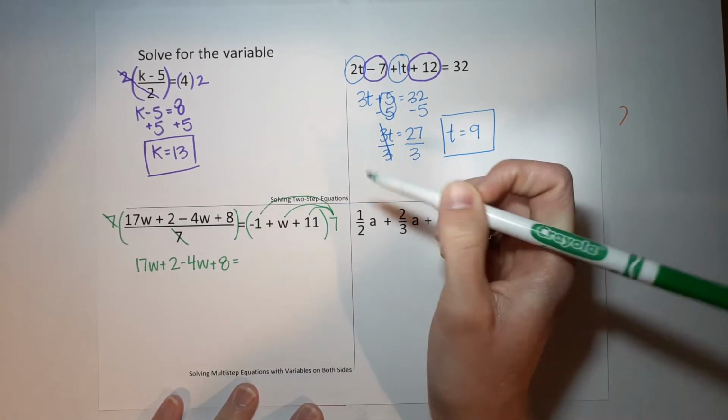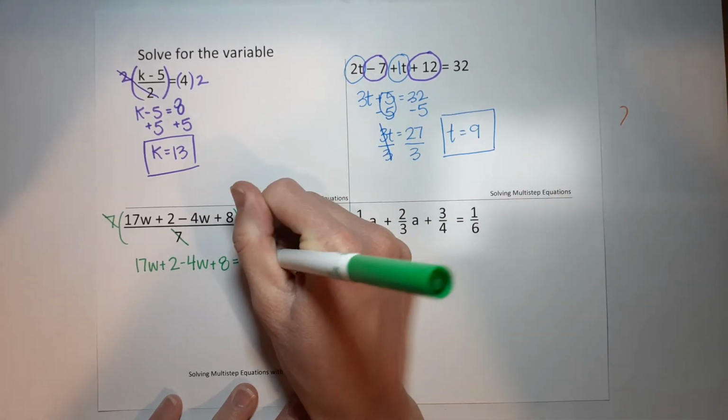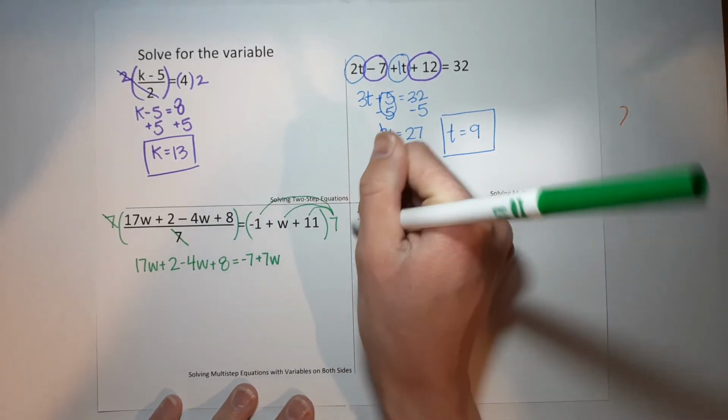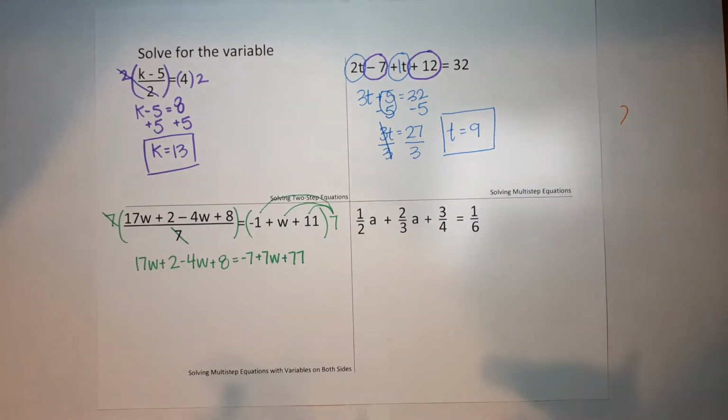All right. So 7 times negative 1 gives me negative 7. 7 times w gives me 7w. And 7 times 11 gives me 77. I didn't even make a restaurant joke. I mean, not restaurant, gas station.